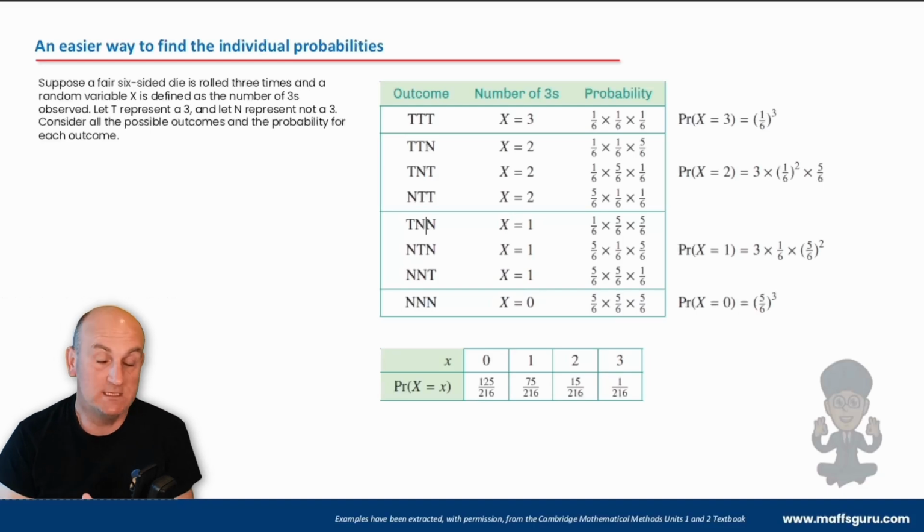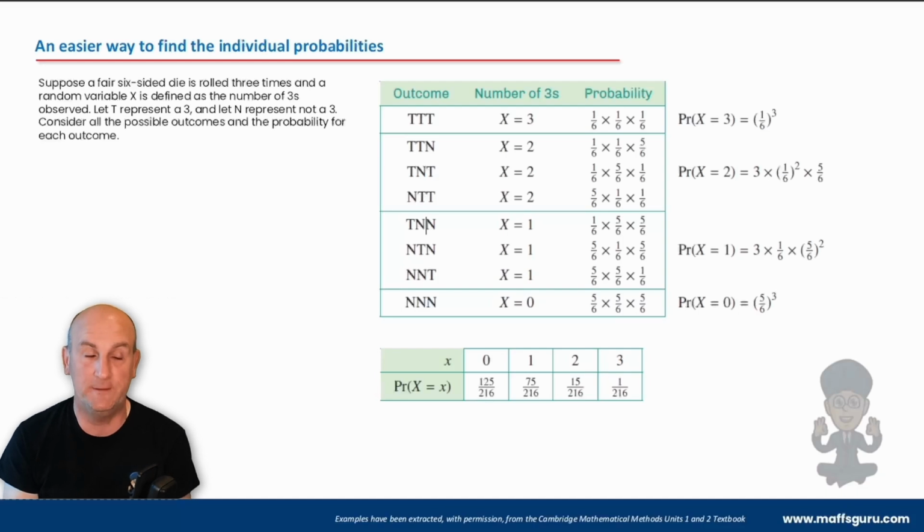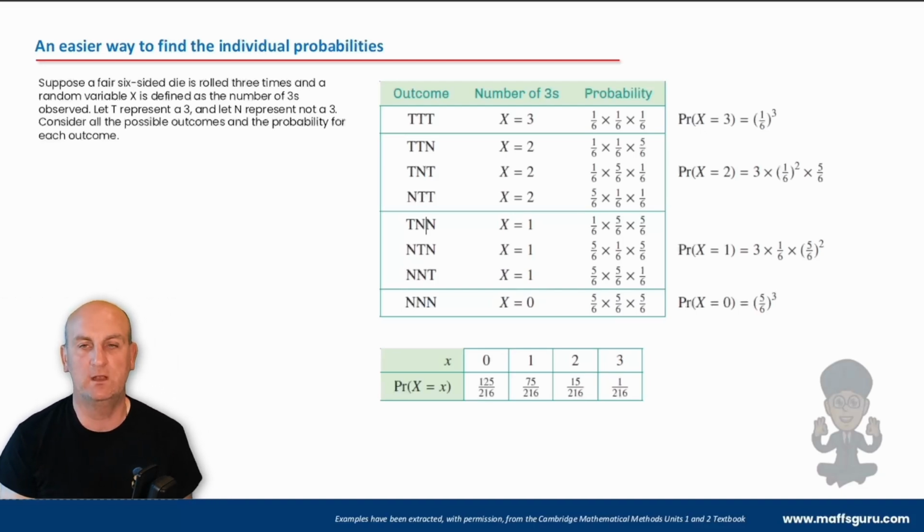To scaffold this in a slightly different way, let's look at a 6-sided die rolled 3 times. The idea of making a tree diagram for that is already making me break out into a cold sweat. I certainly wouldn't want to do it 4 times, 5 times, 6 times. So there must be another way of doing it, and of course there is. Let's break it down: our random variable X is defined as the number of 3s observed. Let T represent a 3 and let N represent not a 3. We're going to consider all the possible outcomes and the probabilities for each outcome.